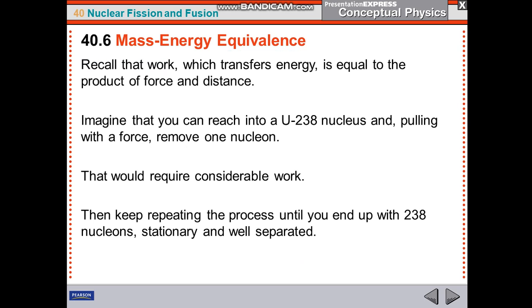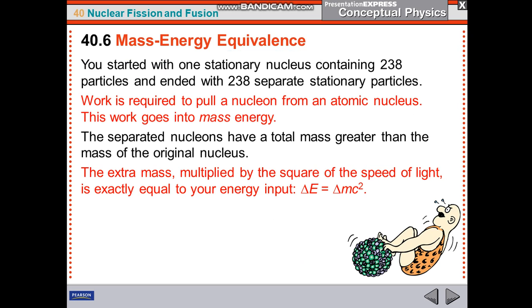Recall that work which transfers energy is equal to the product of force and distance. Now, imagine that you can reach into a uranium-238 nucleus and, pulling with a force, remove one nucleon. That would require considerable work. Then keep repeating the process until you end up with 238 nucleons, stationary and well separated.